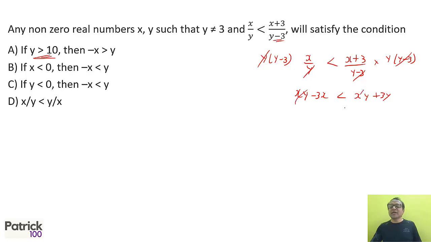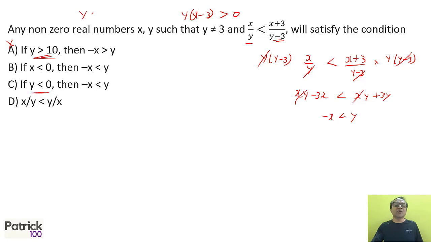To solve it, xy gets cancelled, 3 will get cancelled, we get minus x is less than y. Option A doesn't satisfy. Same, I take this one, y less than 0. If y is less than 0, y minus 3 will also be less than 0, because y is negative, y minus 3 will also be negative. So y into y minus 3 will then be positive.